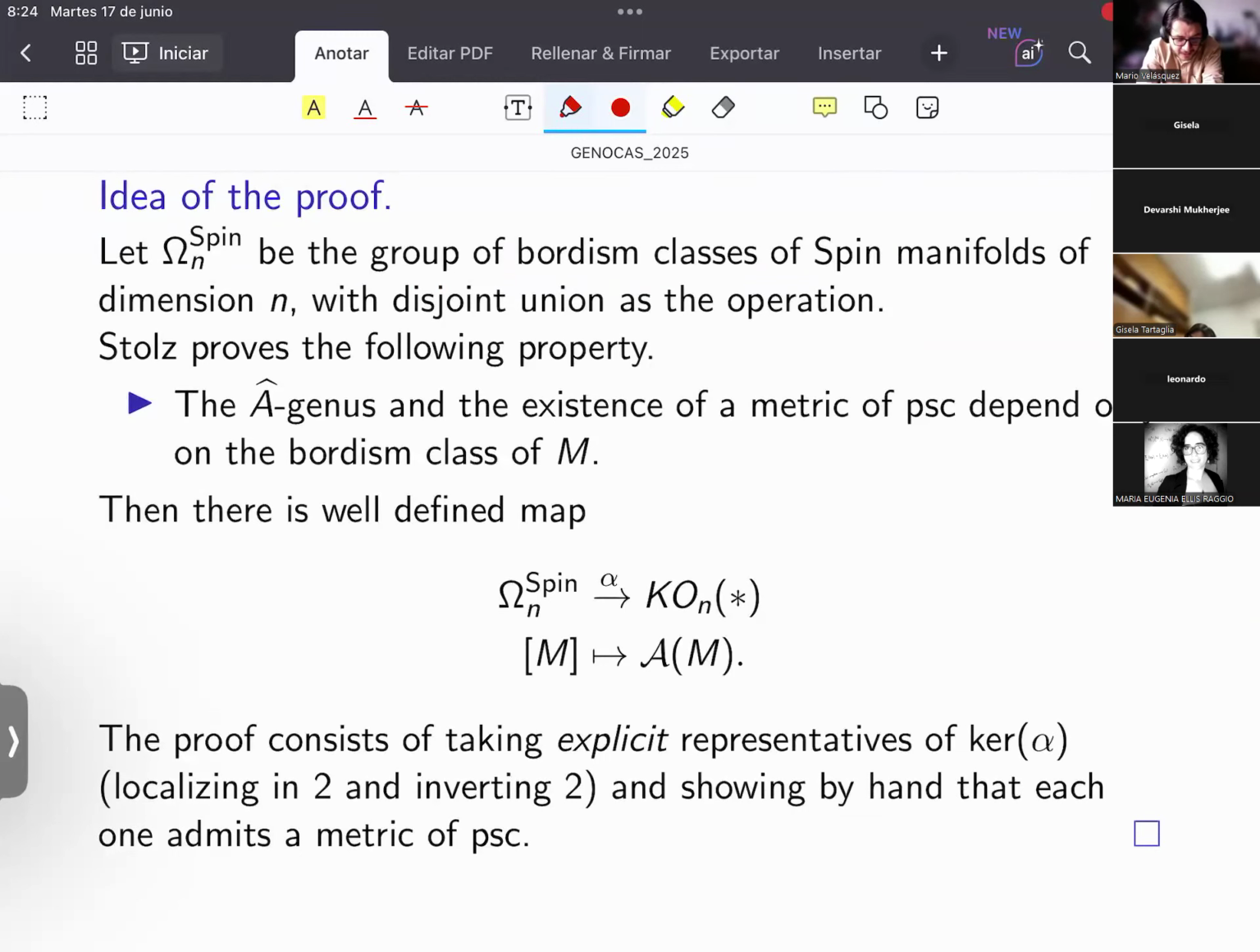What does that mean? It means that if M has positive scalar curvature and is bordant to N, then N also has positive scalar curvature. And if we compute the A hat genus of M, and we have another manifold that is bordant to M, then the A hat genus is the same. Then we have a well-defined map from the spin bordism group of dimension n to the orthogonal K-homology group of a point, defined by computing the A hat genus. It is well defined because of this property proved by Stolz.